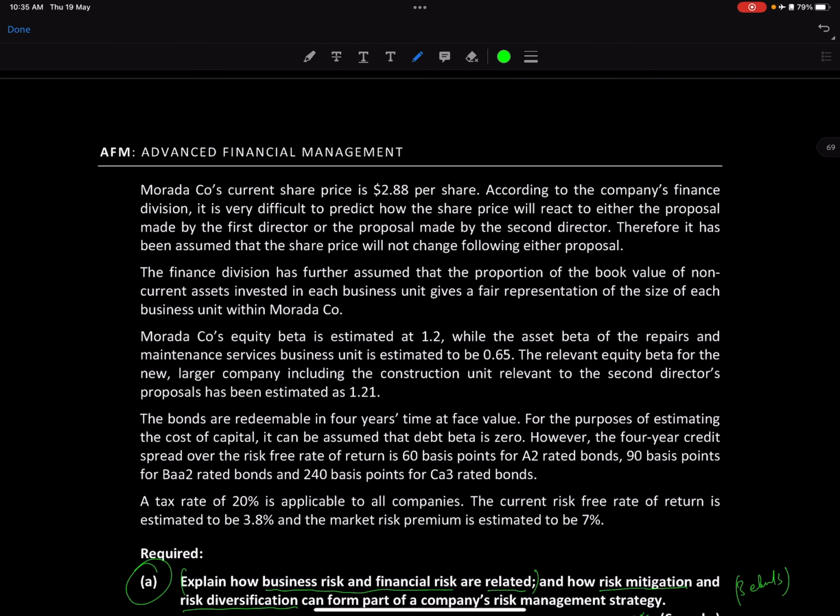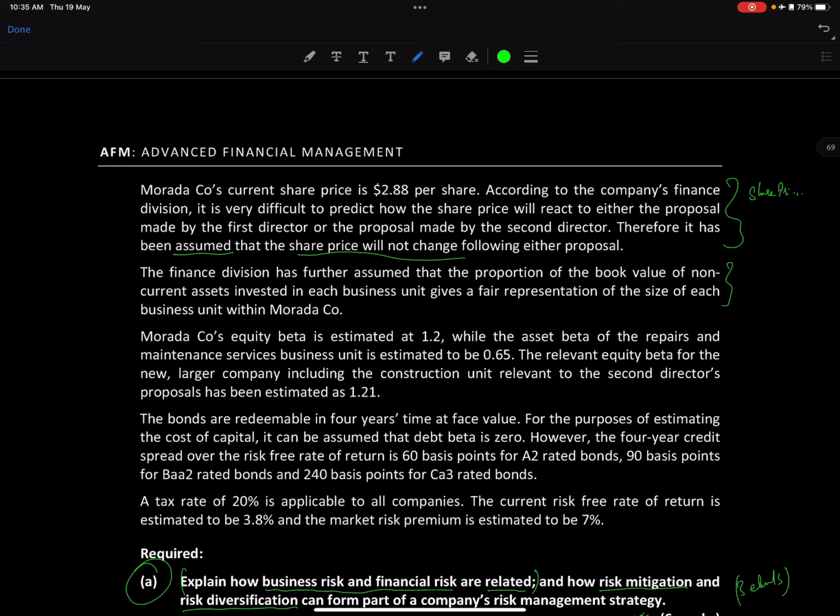And then Morada's current share price is 2.88 per share. According to the company's finance division, it is very difficult to predict how the share price will react to the proposals made by the first director and second director. Therefore, it is assumed, let's write that in assumptions as well, that the share price will not change. That does not happen, it's not realistic, so which in reality could be very different. So basically this is about share price.